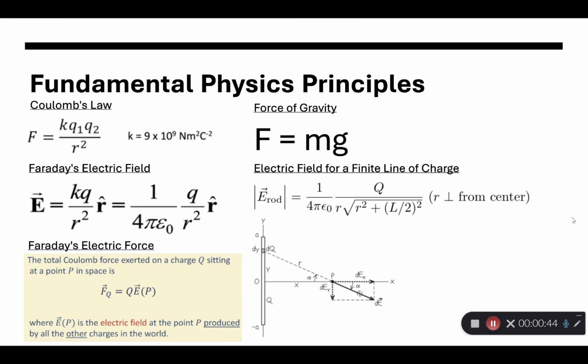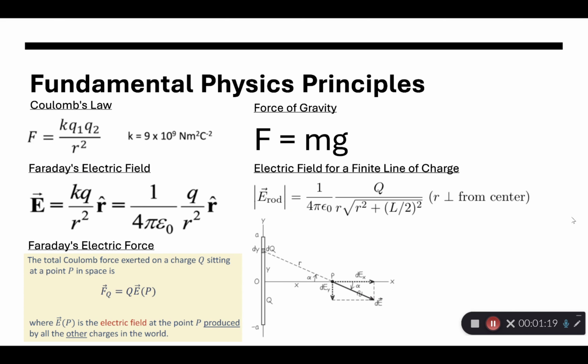Some fundamental physics principles are Coulomb's law to calculate the electric force, Faraday's electric field to calculate the electric field, and Faraday's electric force to establish a relationship between the previous two measurements, force and electric field. And force of gravity is important so we can establish what our net electric force is going to be equal to. And then something new in Lab 2 is the electric field for a finite line of charge.